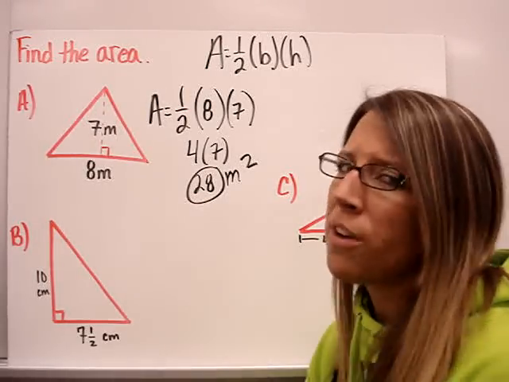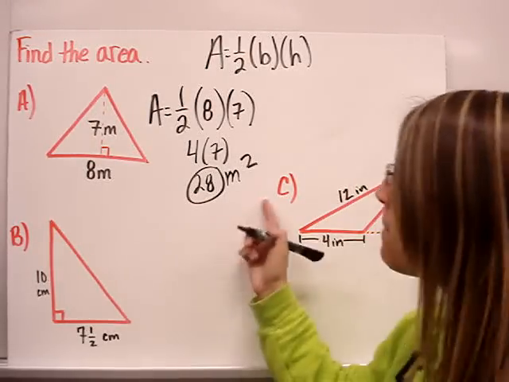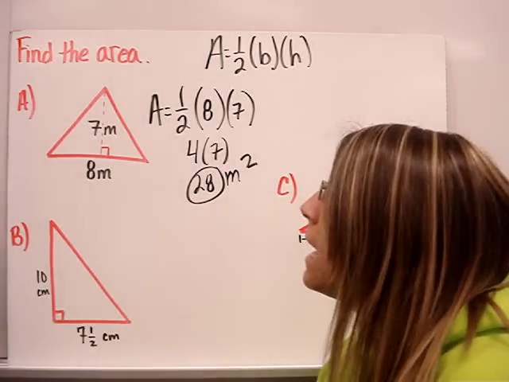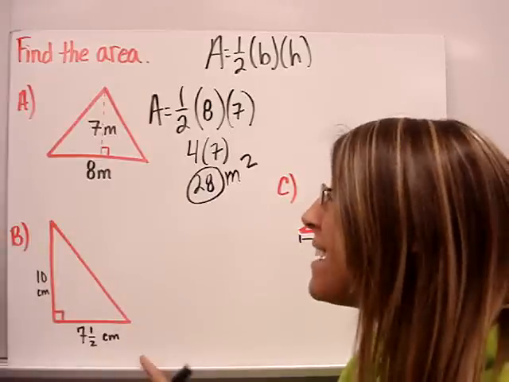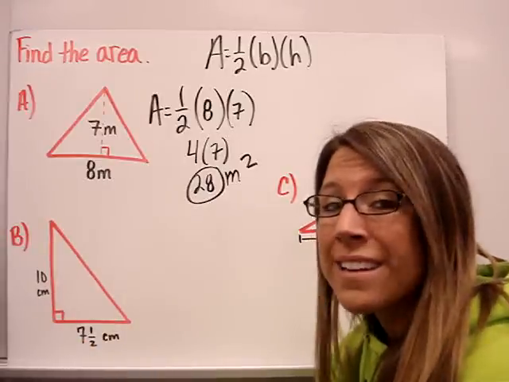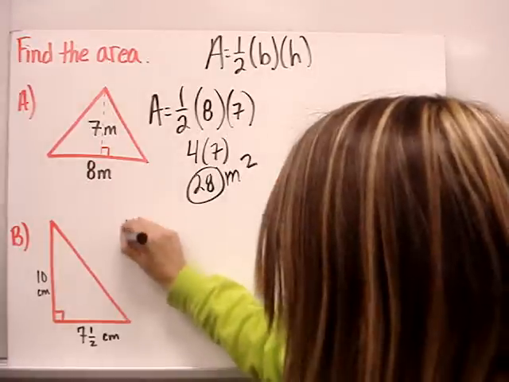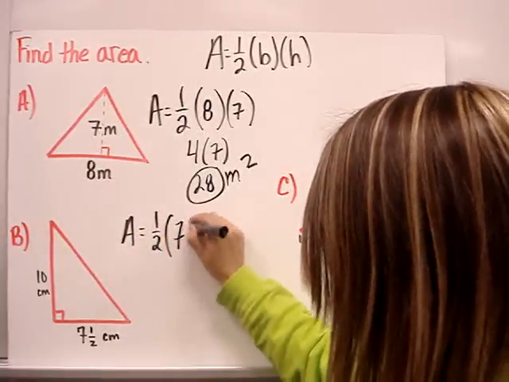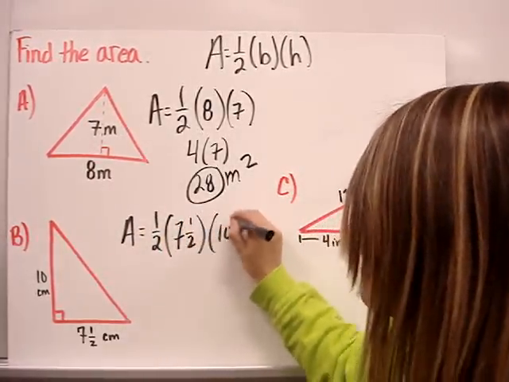It's very important when we're talking about area. So 28 meters squared is the area of triangle A. How about B? I've got a right triangle, so it's nice to see that my base and my height are already kind of taken care of for me. So I can fill in A equals 1/2 the base, which is 7.5, times the height, which is 10.